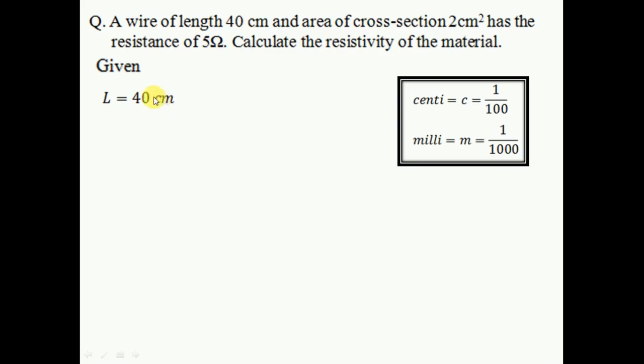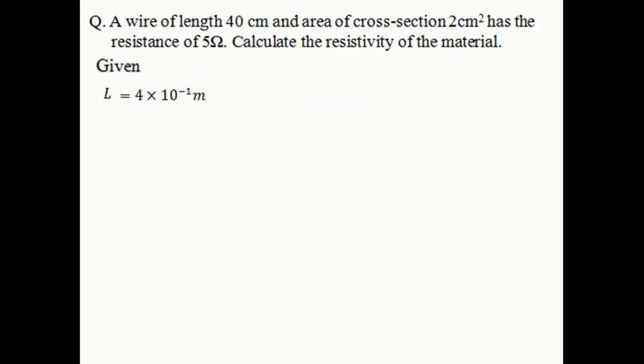As I don't need centi here, what will I write? 1 by 100. So 40, instead of centi, I've written 1 by 100 meter. Now I'll cancel two zeros, and this 10 can be written as 10 to the power 1, and when it goes up, it will become 10 to the power minus 1 meter.